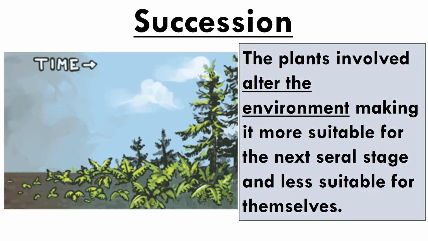And the way that this works, the reason why you start off with your kind of weeds and things like that, and you end up with trees, is the plants, what they actually do is they alter the environment, and it makes the environment more suitable for the next seral stage, or just the next collection of living things, and it becomes less suitable for themselves.